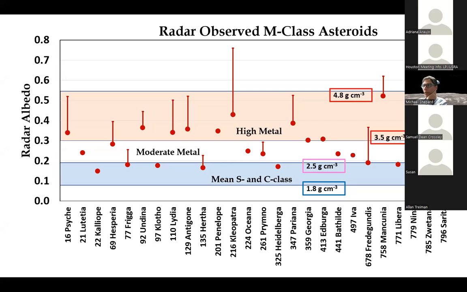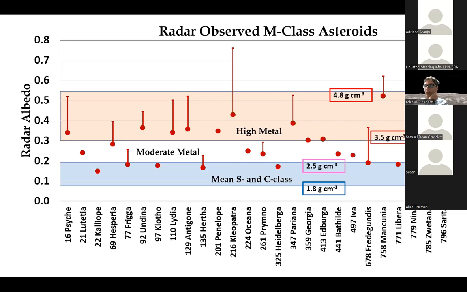Actually, we observed a few others, which I didn't include because later we found out they fell out of the M class, including 83 Beatrix. On the left is the radar albedo, and this is just an analog for the optical albedo. The higher the number, the more radar energy is reflected back to the observer.